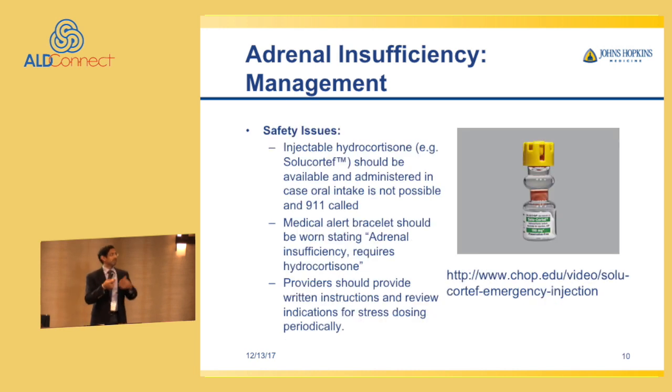So everybody is prescribed an injectable form of hydrocortisone, and it should be available and administered in case oral intake is not possible. So if you can't take those extra doses of pills, then you need to have this injectable form, and as soon as this injectable form is given, then you need to call 911.